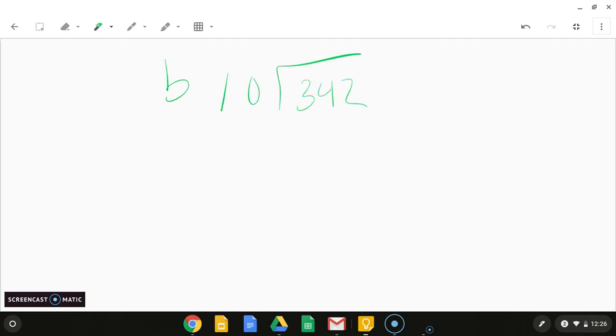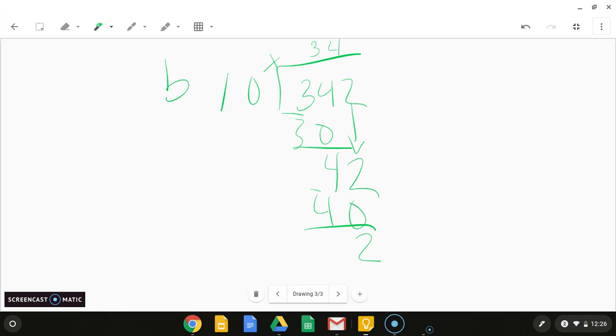342 divided by 10. 10 cannot go into 3. It can go into 34 3 times. 3 times 10 is 30. 34 minus 30 is 4. It's not bigger than 10, so we have to bring down our 2. 10 can go into 42 4 times. 4 times 10 is 40. We subtract, we get 2. We have nothing to bring down, so we have a remainder of 2.